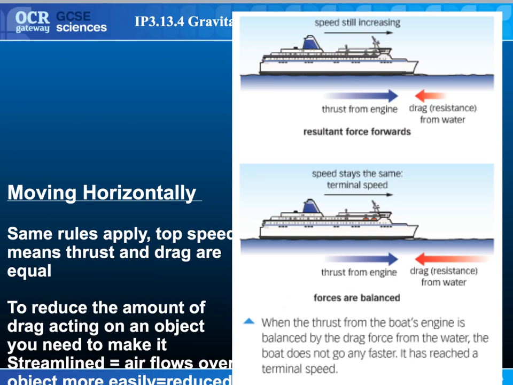This hasn't come across very well, but basically, when moving horizontally, the same thing applies. When you have thrust from an engine, you get drag from the water or from the air if you're in a car. The engine can only provide a certain amount of thrust, and as you get faster and faster and faster, the drag will increase until these two forces are equal to each other. The resultant force is 0 newtons, and we have a boat travelling at a terminal speed, exactly the same as what we're talking about when we're talking about a falling object, apart from this is something moving horizontally.